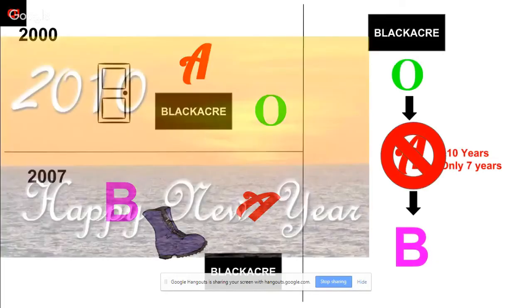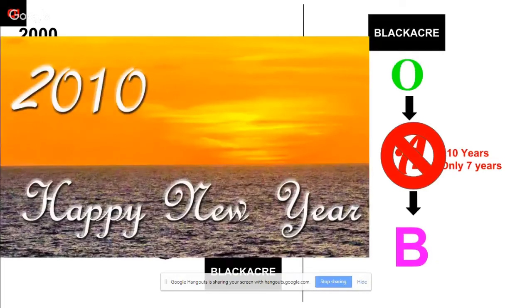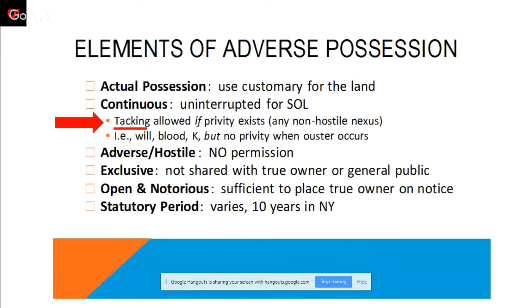What about B? It is 2010, and it is also true that O hasn't been in possession for 10 years. But for B to get ownership, B would have to add on A's 7 years to his own 3 to get 10 years. Tacking is allowed if privity exists. Any non-hostile nexus, i.e. blood, contract, but no privity when ouster occurs.